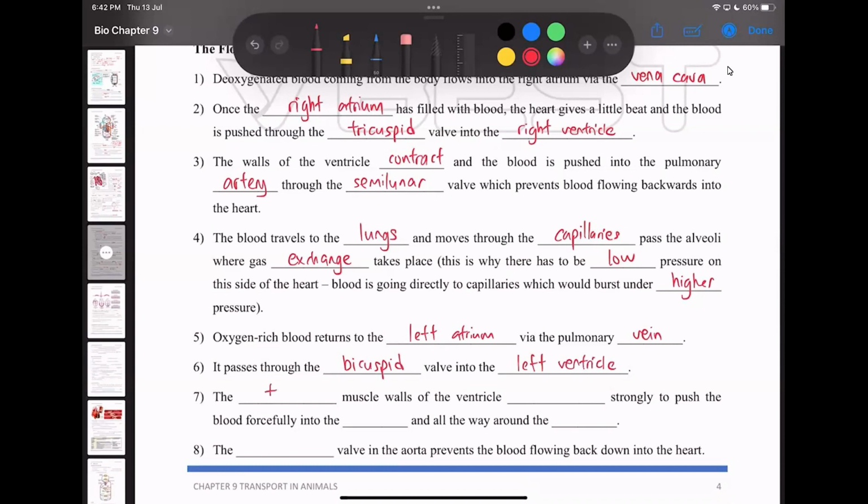Okay, then we say the thicker muscle walls of the ventricle would contract strongly to push the blood forcefully into the aorta and all the way around the body. And then we say again, the semilunar valve in the aorta will prevent the blood flowing back down into the heart.